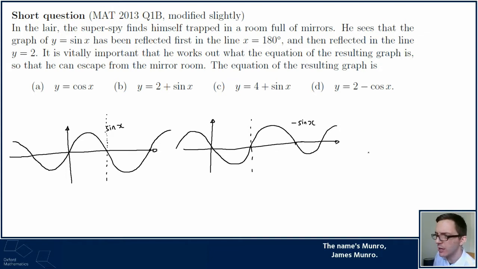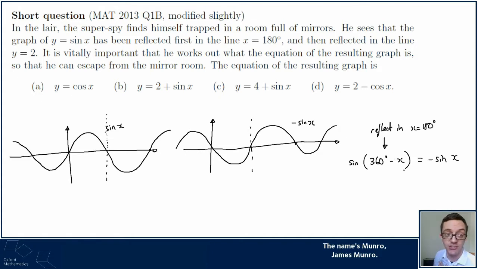Alternative method for this part is to think about that reflection as a transformation of graphs. So if you like thinking about reflections in terms of functions, then the thing you might write down is sine of 360 degrees minus x, which is equal to minus sine of x. Okay, cool. This is the equation for how you do a reflection. And then I can use some sine facts to work out what that's equal to. Okay, either approach works.